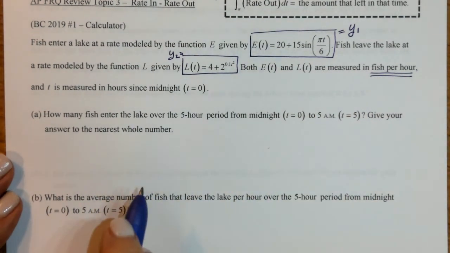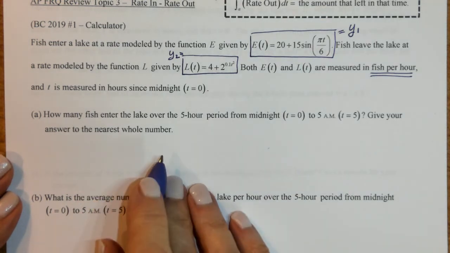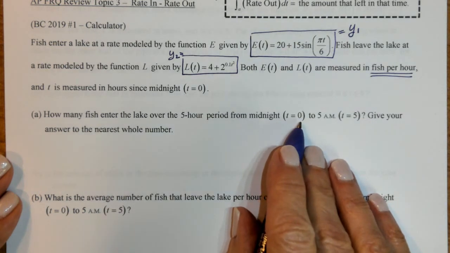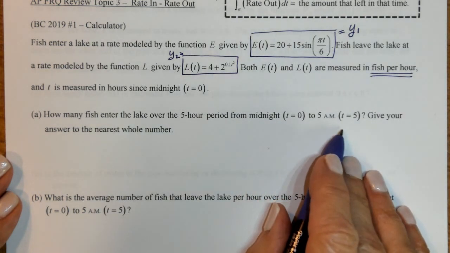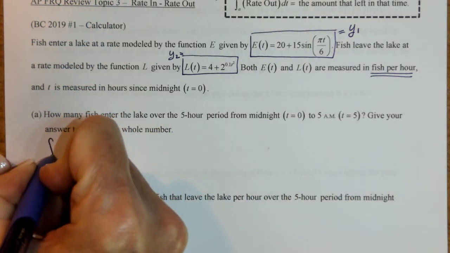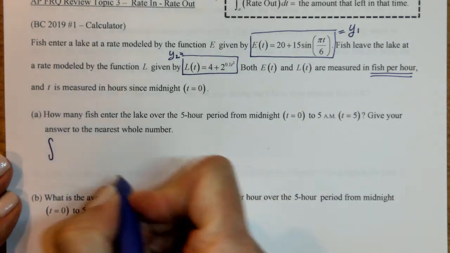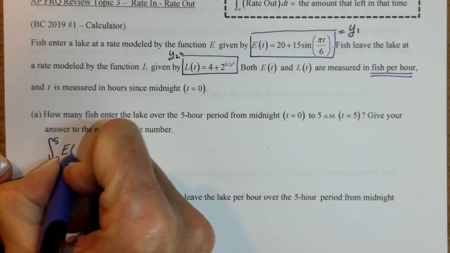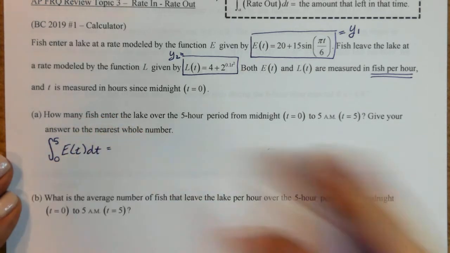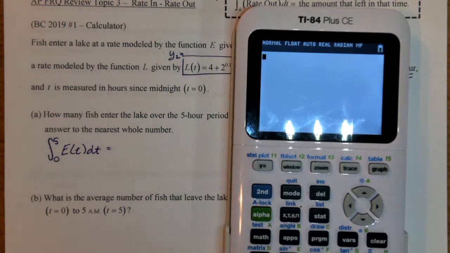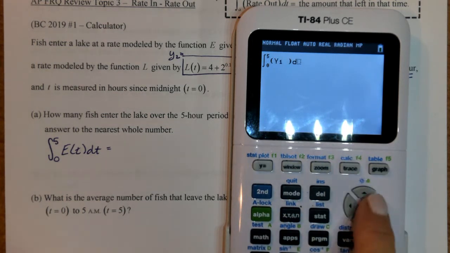All right. Part A. How many fish enter the lake over the 5-hour period from time 0 to time 5? The amount entering will be the integral of the rate entering, the rate in. So this is the integral from 0 to 5 of our rate in, which they said was E of t. I have that stored in for y1, remember. So math 9, 0 to 5 of my y1.